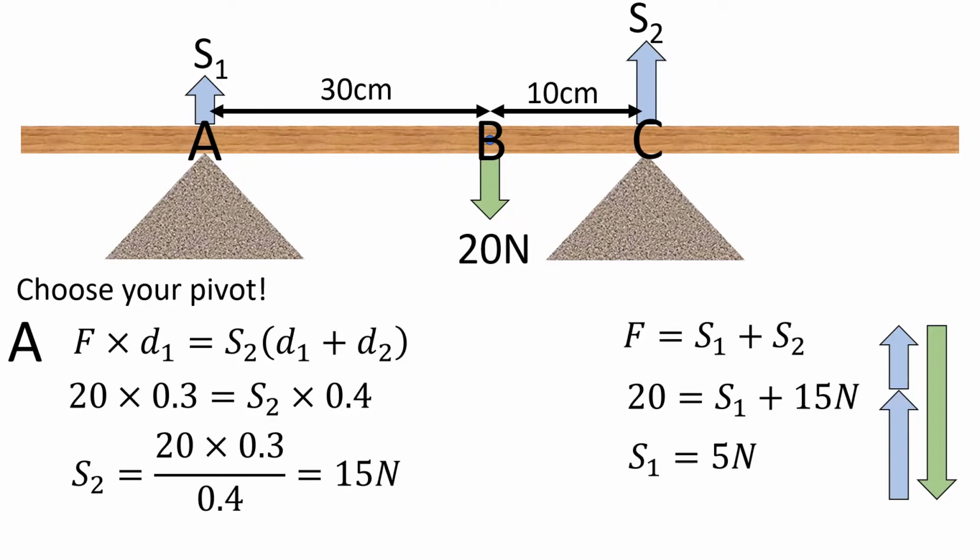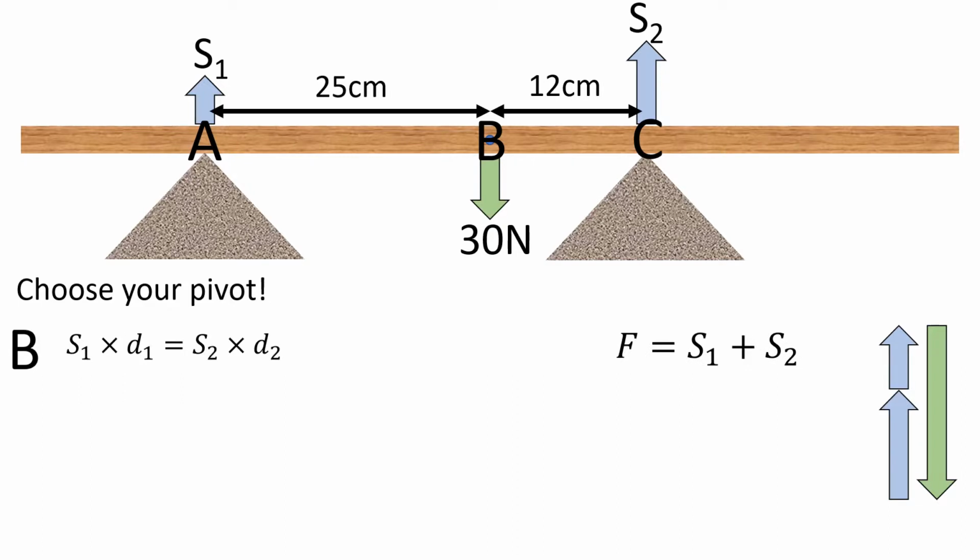Let's do a similar scenario, but this time using B as the pivot. So firstly, we have clockwise is S1 times D1, and anti-clockwise is S2 times D2, so we can say that they are equal to one another. Next, we also have that F equals S1 plus S2. Now we have a problem here because B does not include the force F. So what we can do in this scenario is rearrange our upwards and downwards forces to show that S1 is equal to F minus S2.